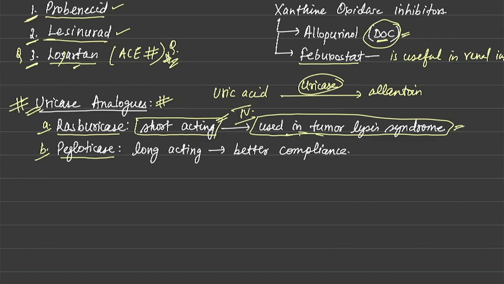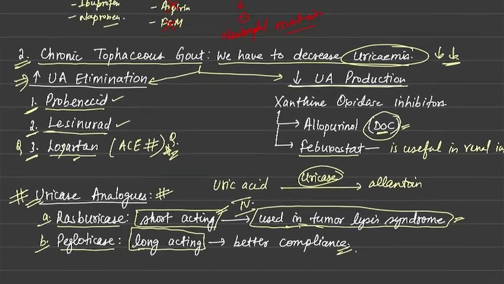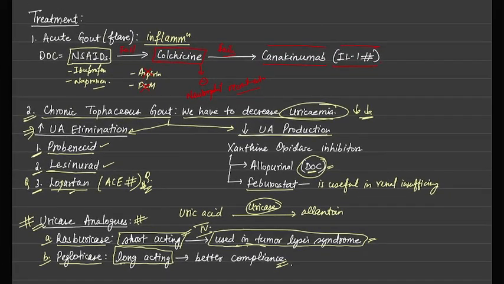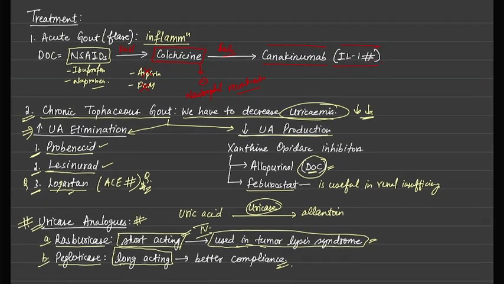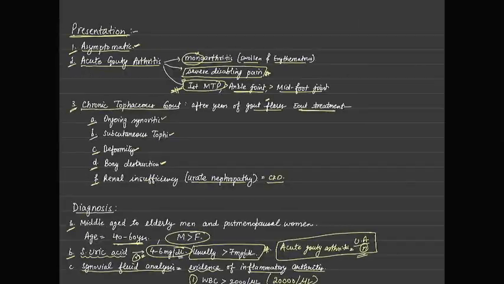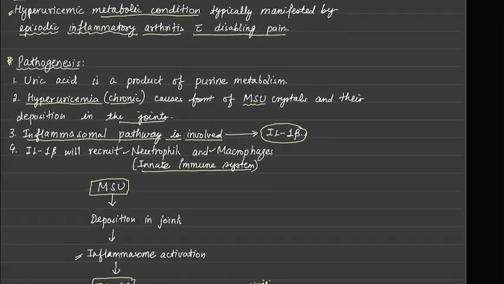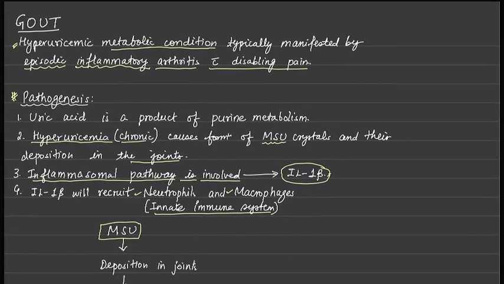So we have an analog that is long acting, that is pegloticase, right? It has better compliance, so this can be used. So this is all about the treatment of gout. Let us revise it once. What is gout?